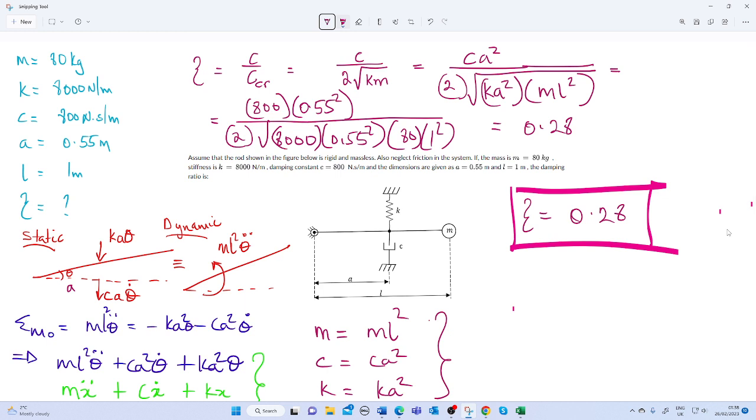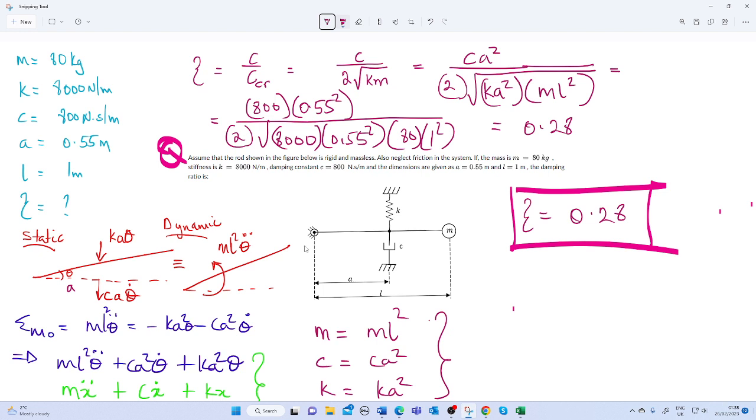Today we have a peculiar question surrounding the damping ratio. How to calculate the damping ratio.